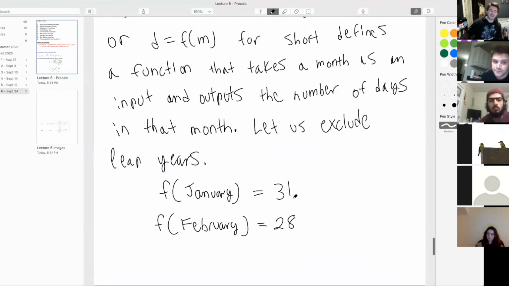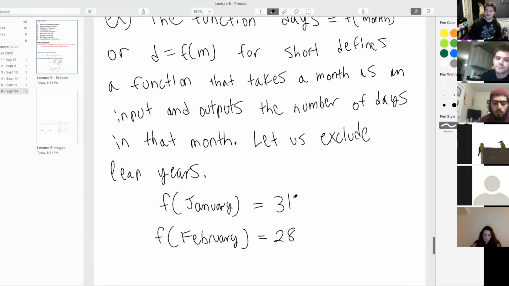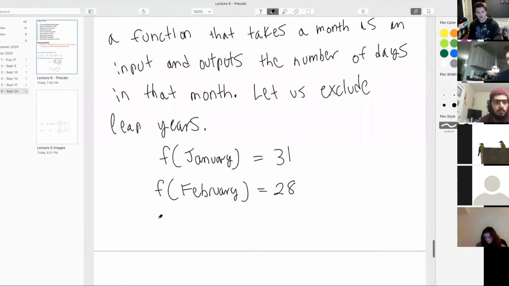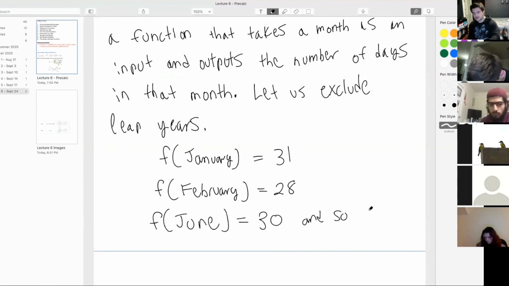Does someone want to answer why I wanted to exclude leap years? Why would that be bad if I had leap years? 2 different outputs to 1 input. Exactly. If I allowed leap years in this discussion, February would get mapped to 28 and 29, making it not a function. And then one more, f of June will be 30, and so on. So you can fill in all of the values of this function.